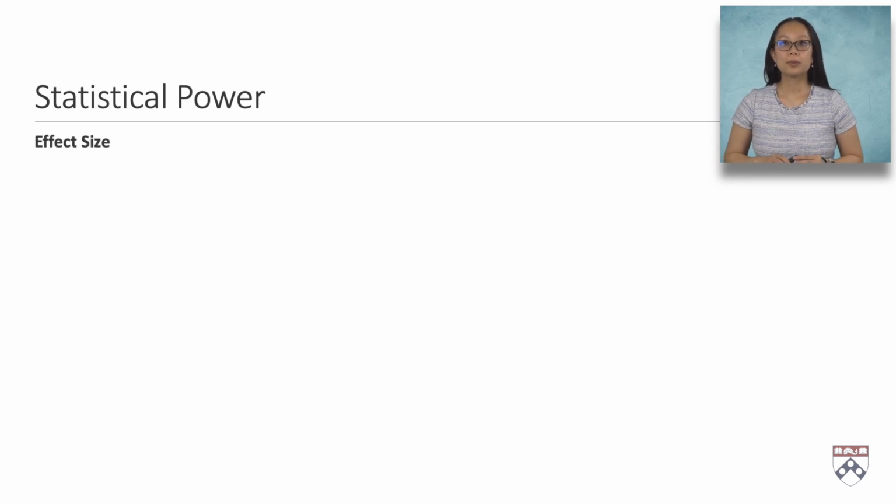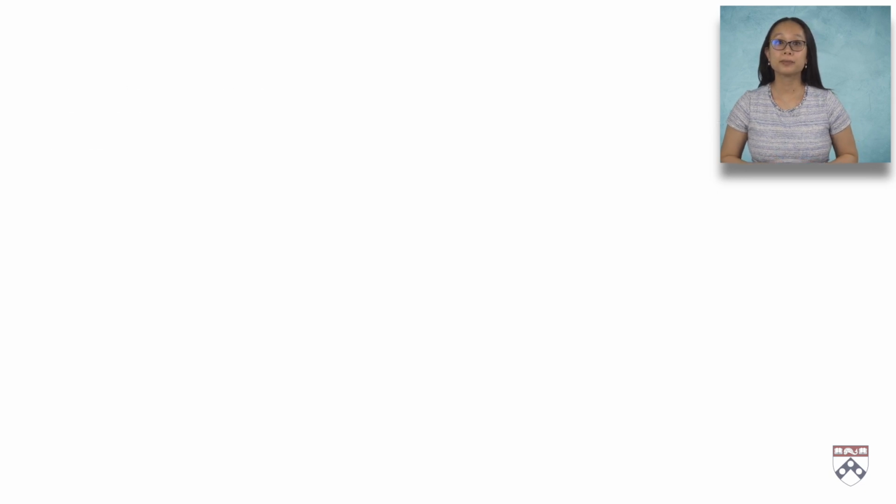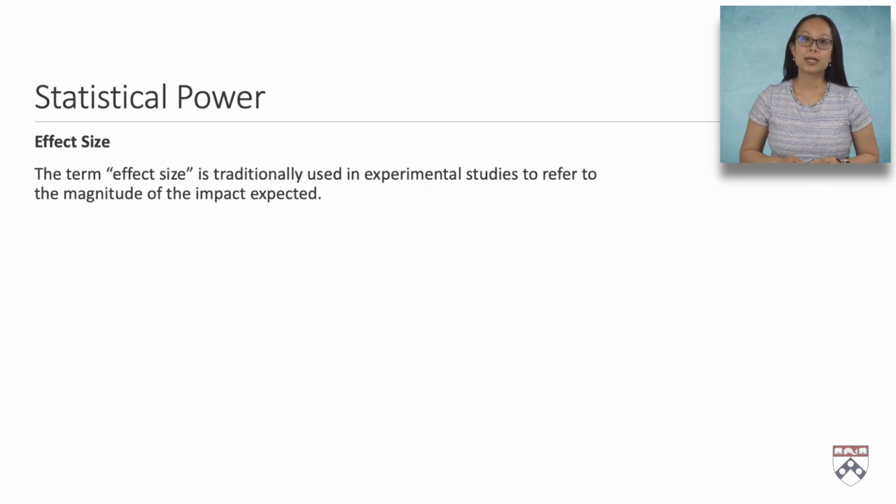So the second component that affects statistical power is known as the effect size. And the term effect size is traditionally used in experimental studies to refer to the magnitude of the impact expected, although effect sizes have also been invoked in observational studies in which we don't have a treatment per se, or at least one that is the same as what we would expect in evaluation studies.